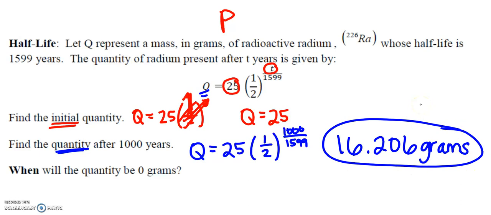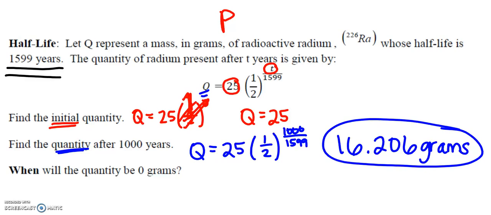Now, if we think about it, it takes 1,599 years to get to half of my quantity. Well, if I started with 25 grams, half would be 12.5. So after almost 1,600 years, I should be at 12.5 grams, which means after 1,000 years, which isn't quite that way yet, I still have more than that. All right, so when we work with these exponential equations, we really need to think about the reasonableness of our answers.